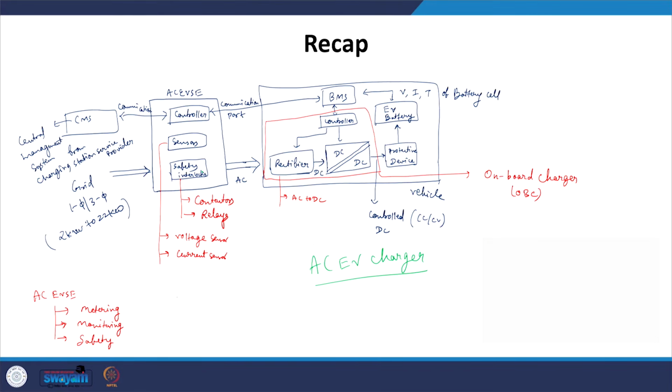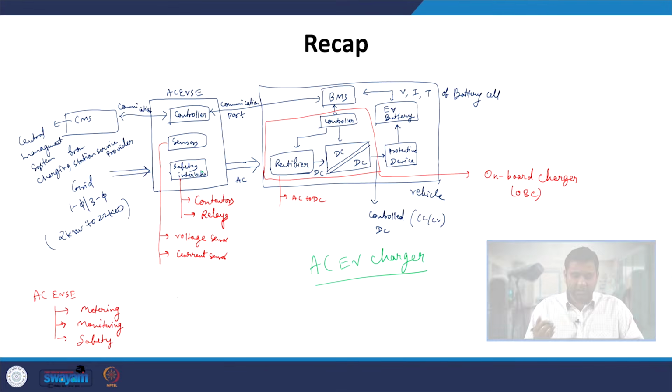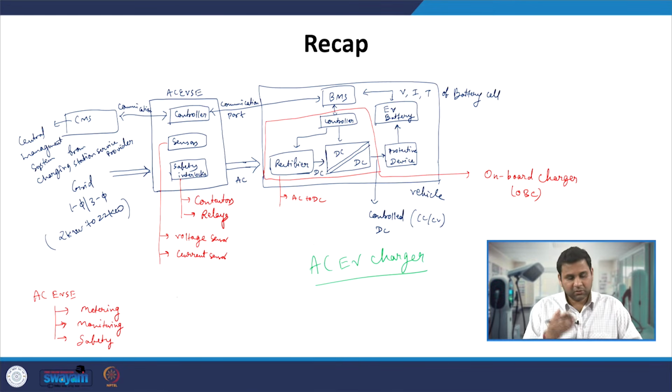Let us say if there is some problem on the vehicle or on the AC EVSE, then these safety interlocks are used to de-energize the grid to the vehicle. At the same time, through these safety interlocks, the controllers can decide when to engage and when to disengage the grid to the EV. And at the output of the AC EVSE we have the AC which is going into the vehicle.